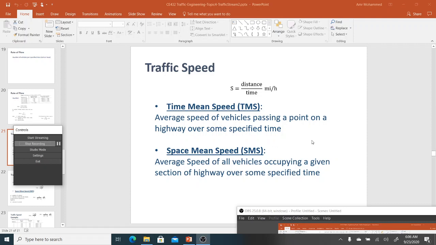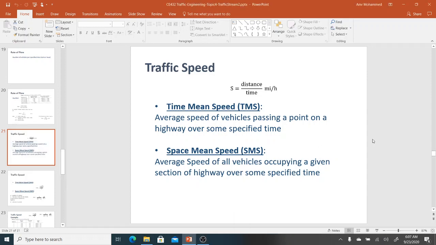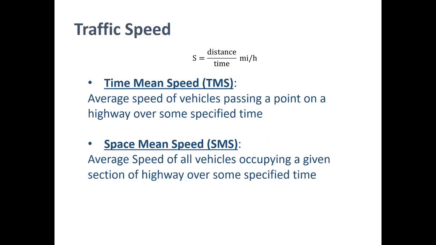Hello again everyone, this is the second video of traffic engineering. We're talking about traffic stream components and analysis, and we're going to start again with calculating the different kinds of average speeds on the road. So we have here two types of speeds. I'm going to repeat this again from the other video.